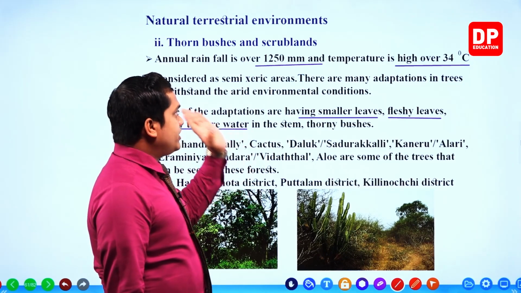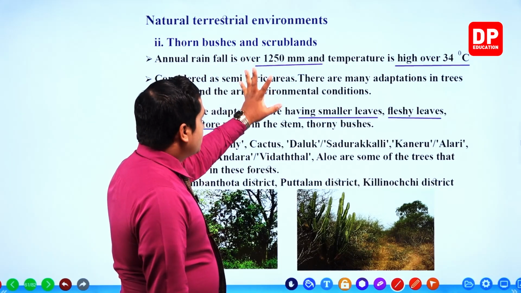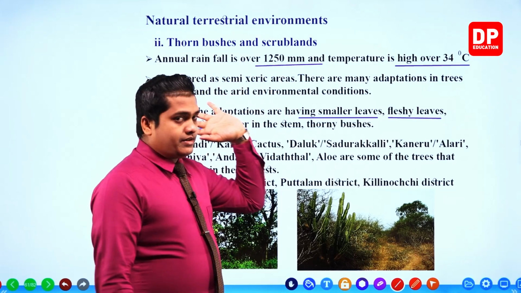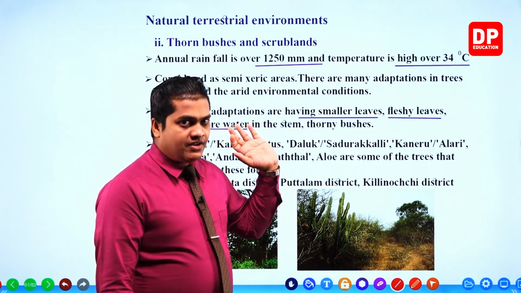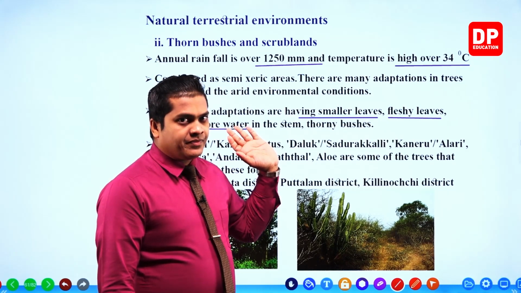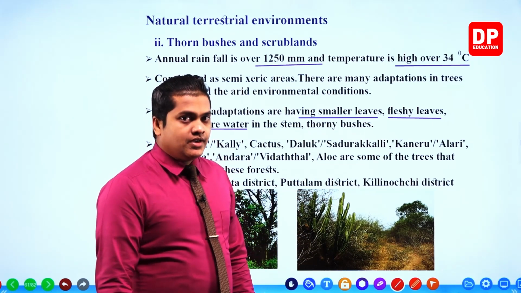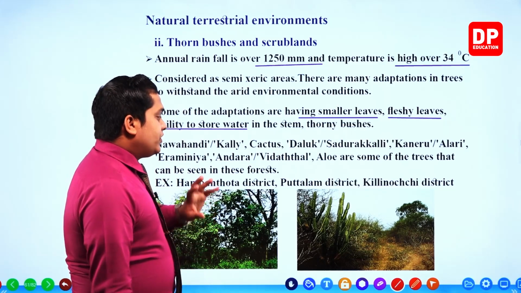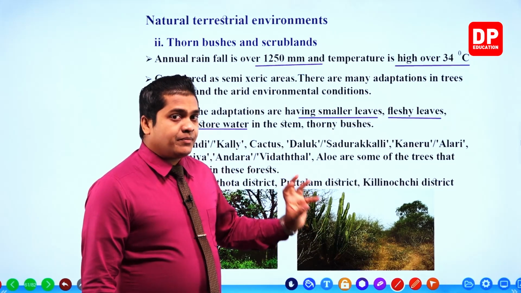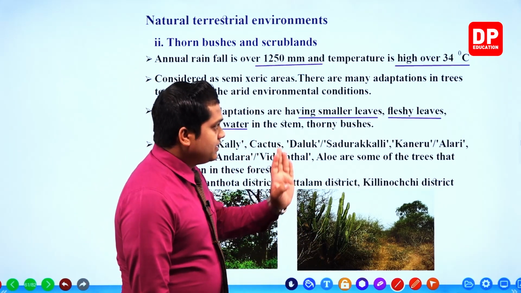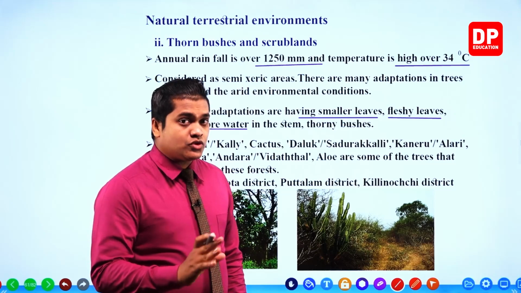Compared to the other types of forests, you can see that even though it receives 1250 millimeters of rainfall, actually these areas have somewhat lesser rainfall compared to the other ones, right? Not that much high. Actually, it is high, but compared to the other ones, it's not that high. Therefore, in order to withstand the heavy temperatures, these plants show different kinds of adaptations, like having smaller leaves, fleshy leaves, and leaves that have the ability to store water.